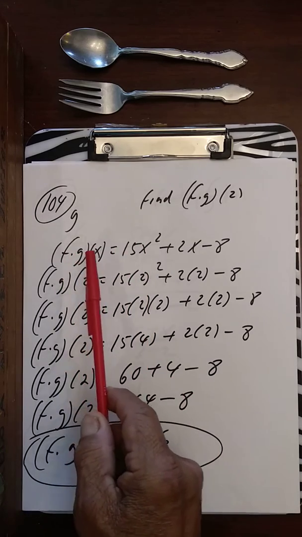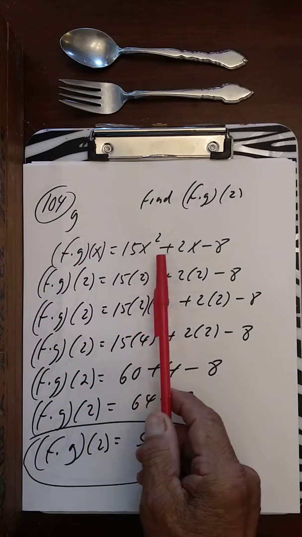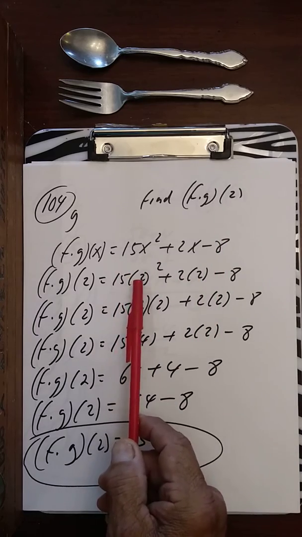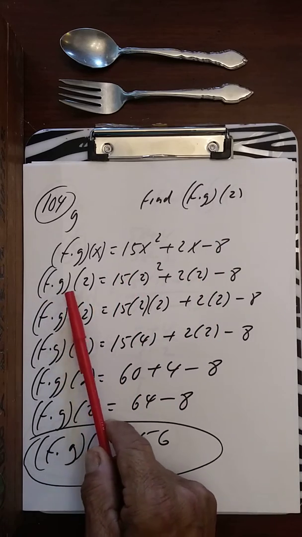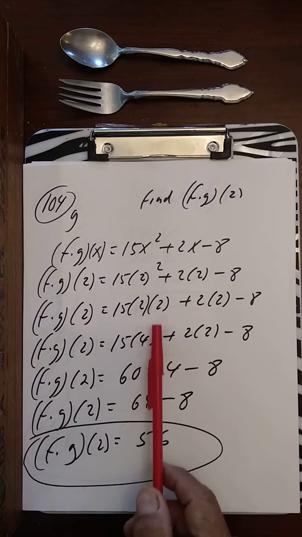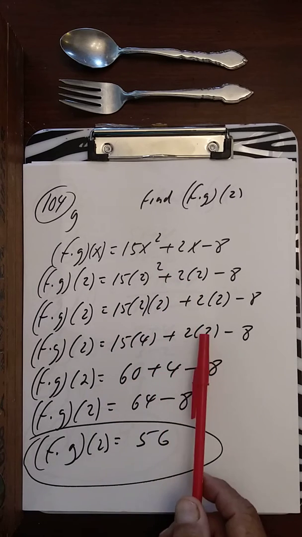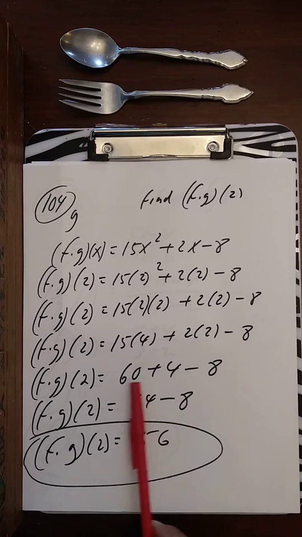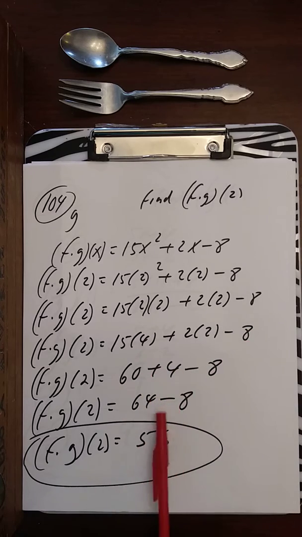Multiplication. F times g of x is this function: 15x squared plus 2x minus 8. Put a 2 in there. So f times g of 2 is 15 times 2 squared plus 2 times 2 minus 8. 2 times 2 is 4. 4 times 15 is 60. 2 times 2 is 4, minus 8. 64 minus 8 is 56.